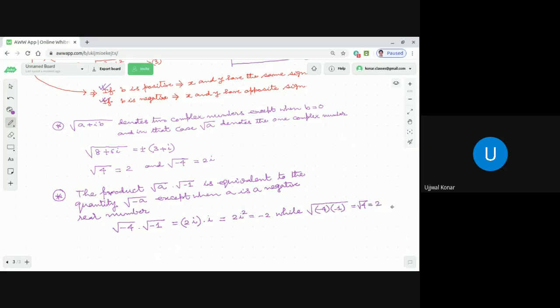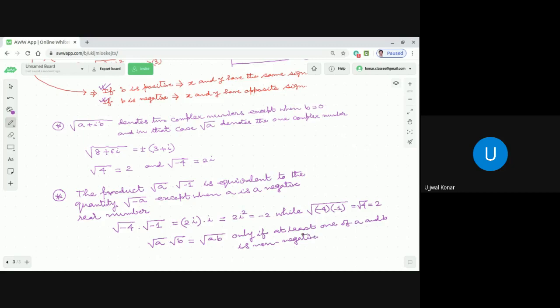So what do we conclude? Square root of a into square root of b is equal to square root of a into b only if at least one of a and b is non-negative.